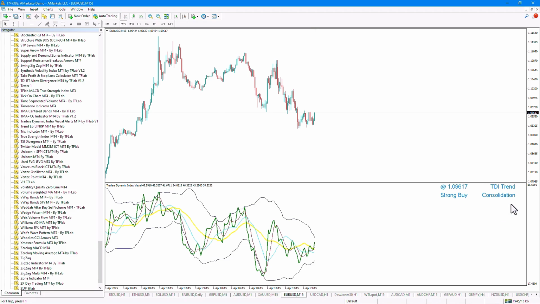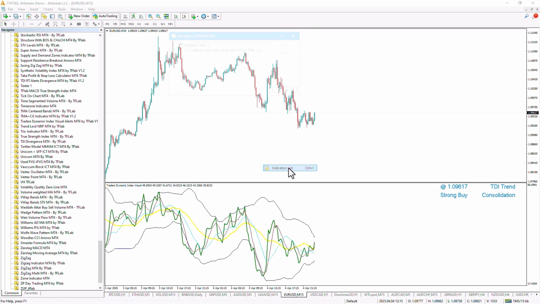In the TDI trend section, you can observe 7 trend states. The first state is consolidation, which is displayed for us when the market is trendless. In the next 6 states, there are upward and downward trend states, which include weak, medium, and strong, and these are displayed for us in this section.